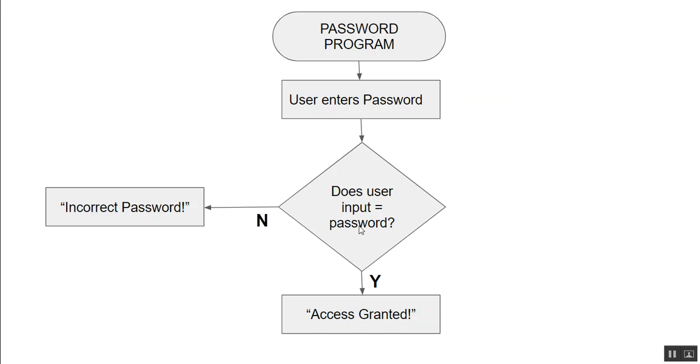So we've got a diamond shape here that represents our decision box, and we're saying that if the user does enter the correct password, then it's a yes and they have access to the program. Access is granted. Otherwise, else, they don't have access to the program because the password was incorrect. So this is what the diamond box means.